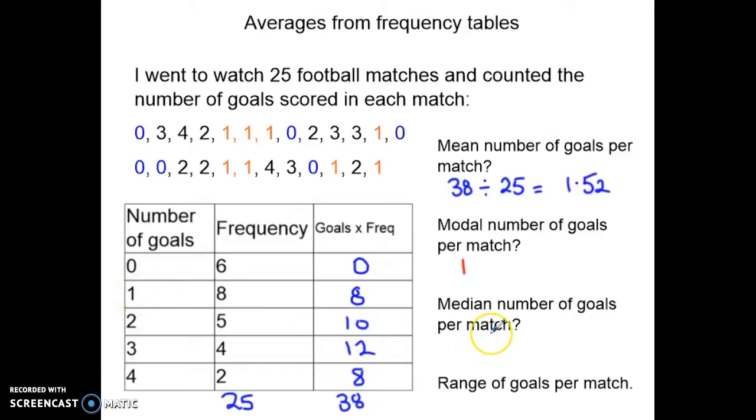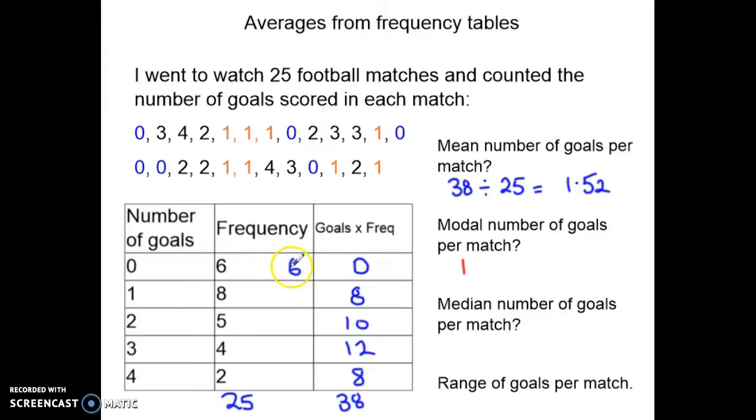To do the median, let's think back to the list. If I rewrote this list in ascending order, 25 values, the median would be the 13th value. So I need to find out from my frequency table where's the 13th value. I'm going to do that by having a running total of my frequency.